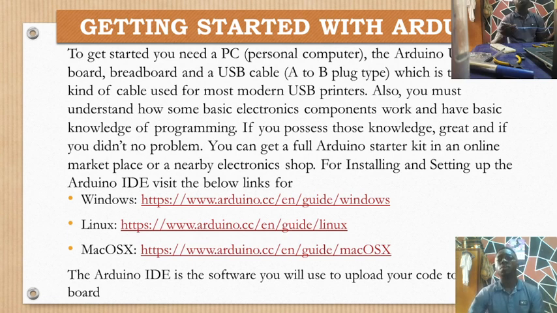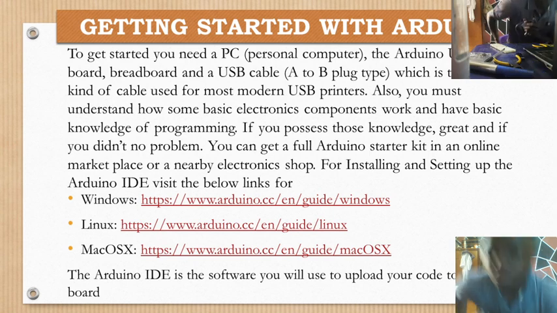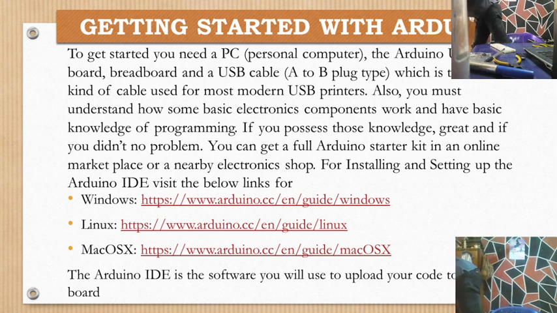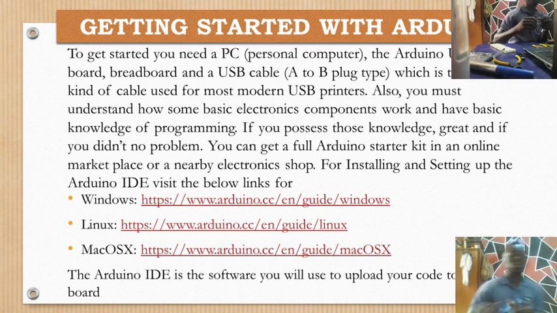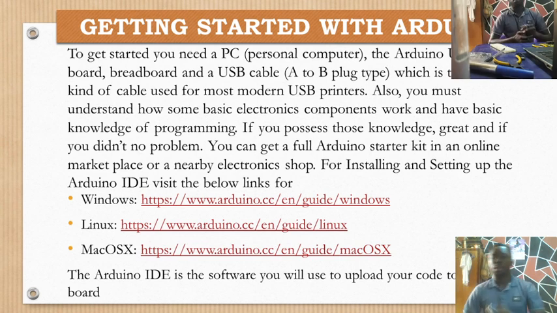That is, if you want to get started with Arduino, you have to possess some basic knowledge of how basic electronic components work. That is, components like resistor, a capacitor, and a diode, an oscillator, a light emitting diode, rectifying diode, transformer, and some other components. You have to possess a basic understanding of those kinds of components.